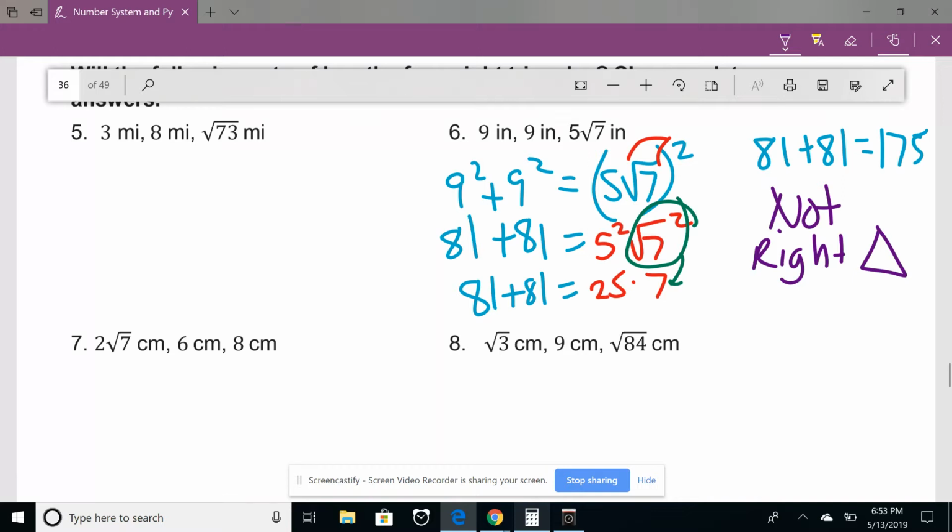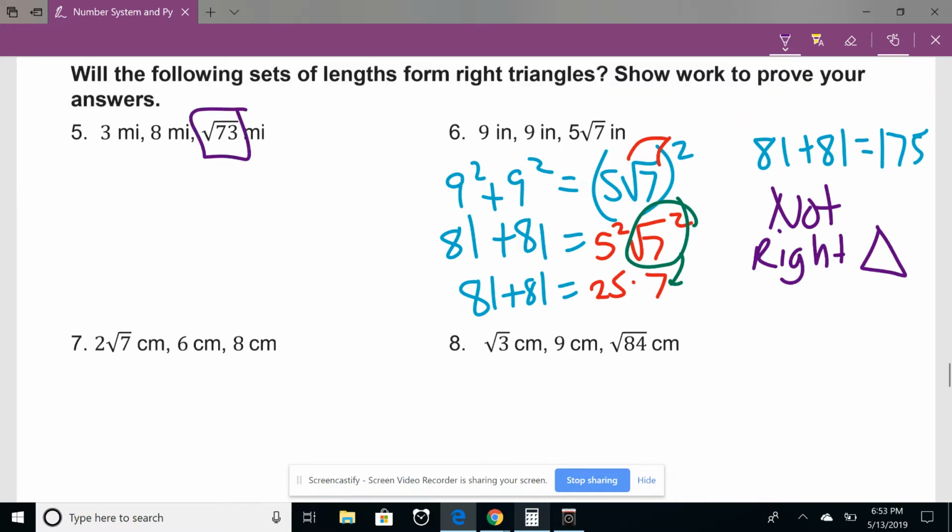So again, be careful when you're dealing with the radicand. And again, like this one over here, radical 73 squared is just 73. The only number that gets squared is the number that's outside the radical. All right. So work through these problems, see if they're a right triangle or not. If they fit in the Pythagorean theorem, yes, it's a right triangle. If not, no, it's not.